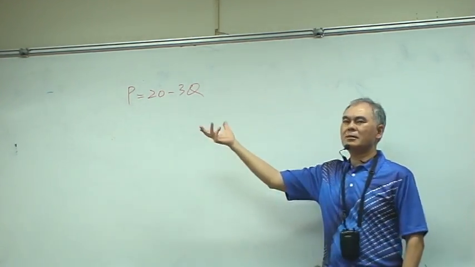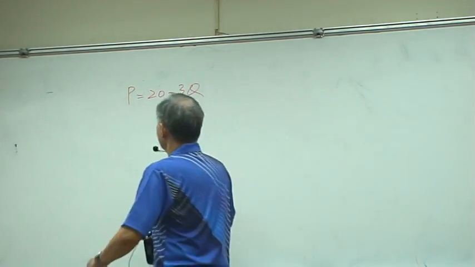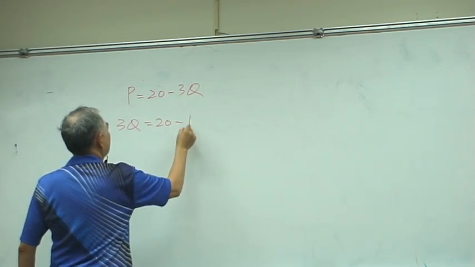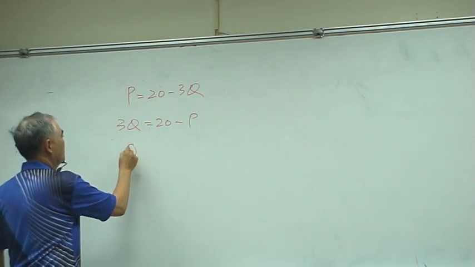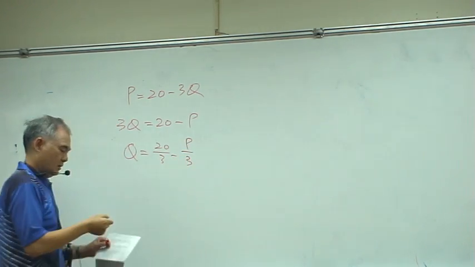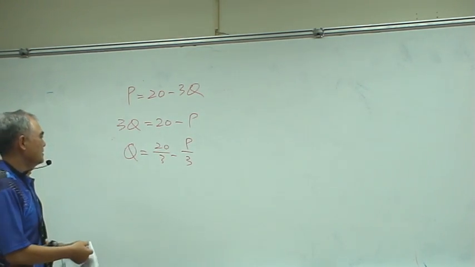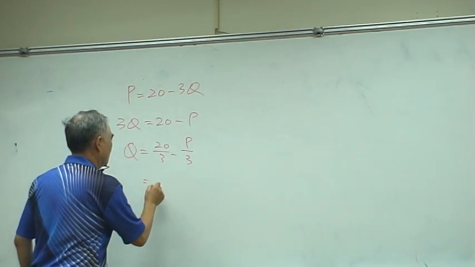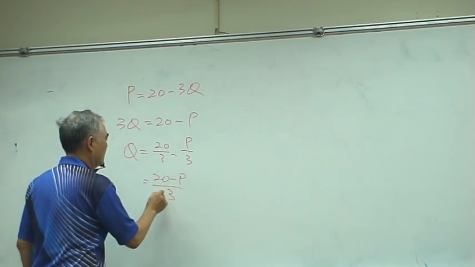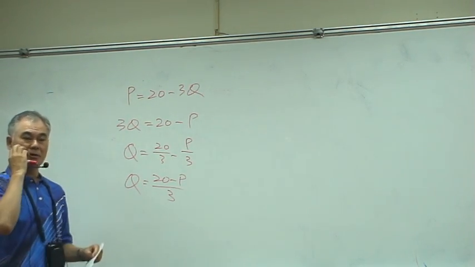So in this way, it is a little bit awkward. So let's move Q to the other side. That will be easier to calculate. So we have 3Q is equal to 20 minus P. Okay? And then Q is equal to 20 over 3 minus P over 3. Okay. Questions? Because of this, it is a little bit difficult to calculate. So sometimes we need to find a number to make the calculation a little bit easier.